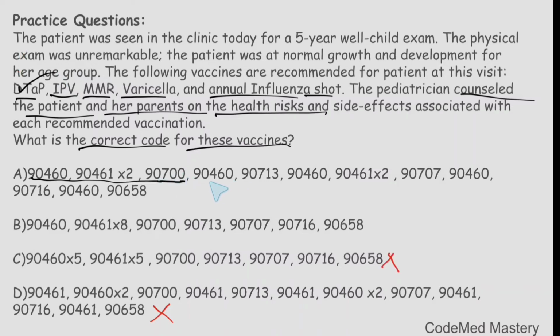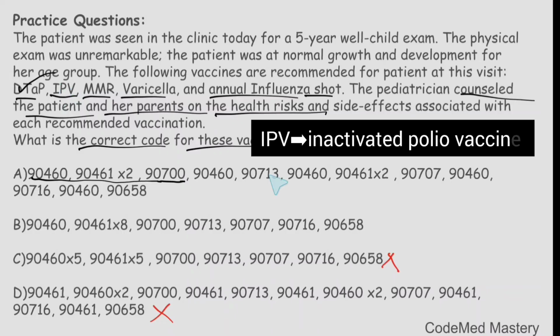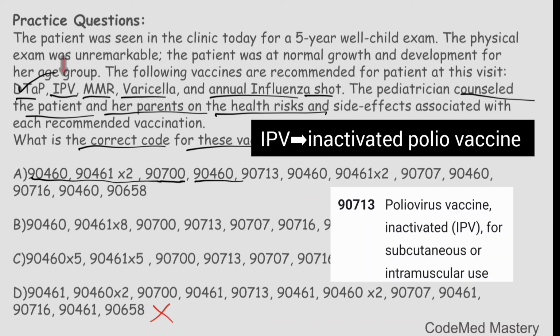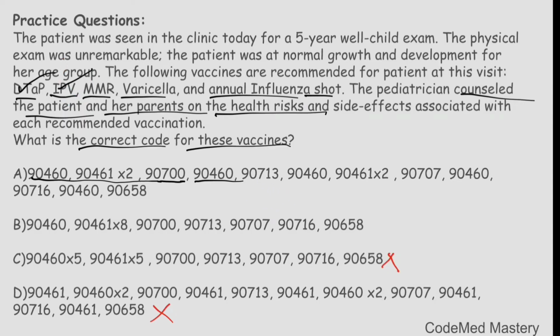Next, they have mentioned 90460 again. That is for IPV. It has only one component. So they have mentioned 90460 only. And there is 90713, which is for poliovirus vaccine inactivated IPV. So that is done. Next, again they have mentioned 90460, 90461 into 2.